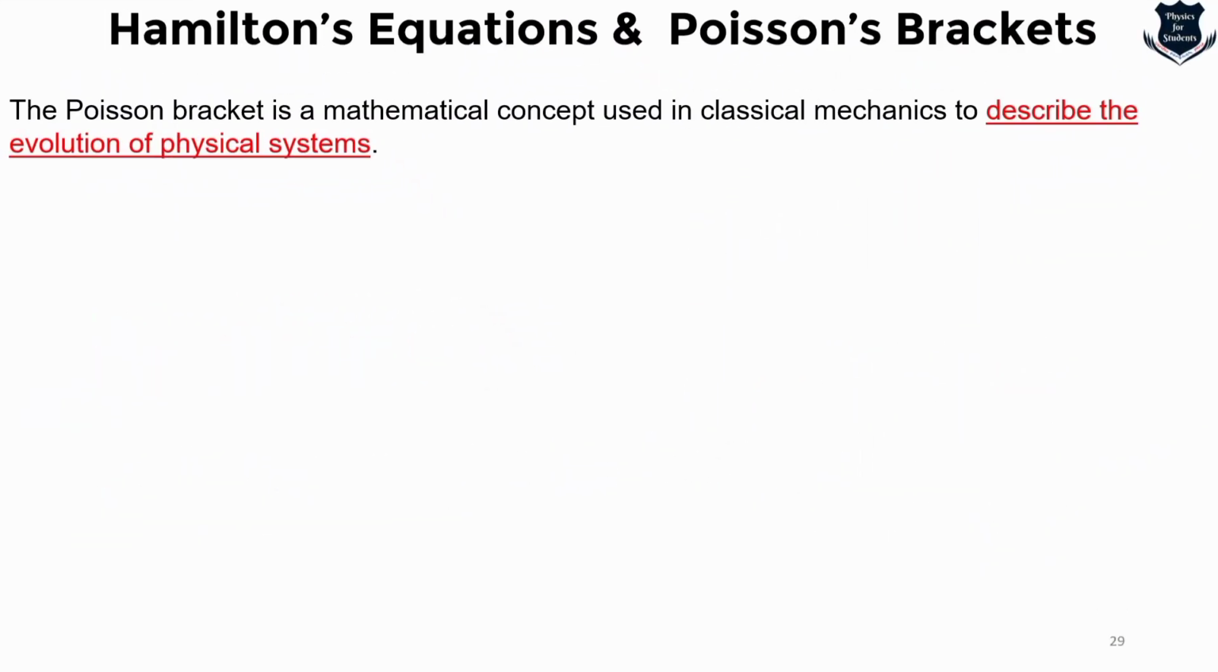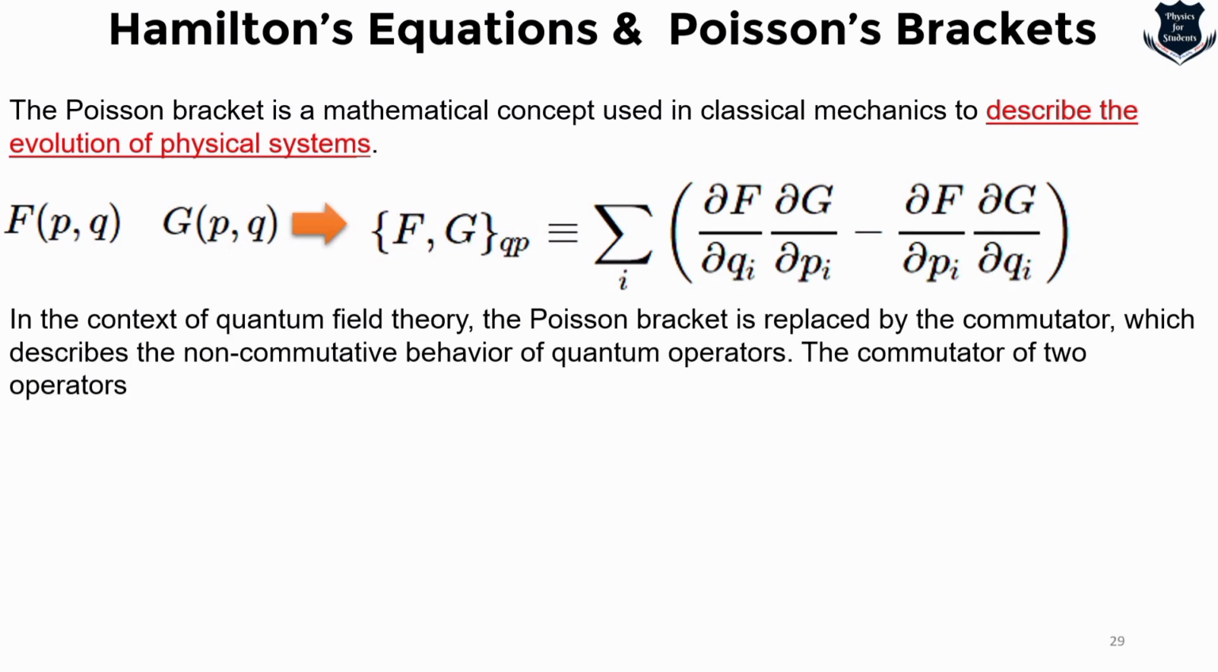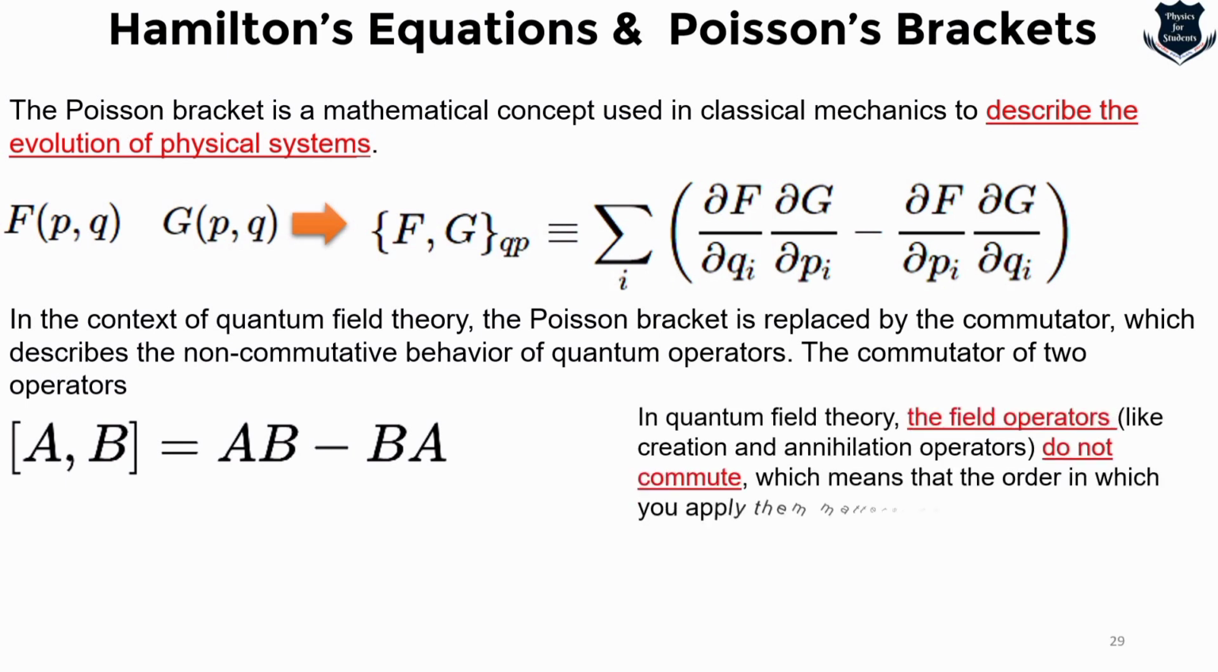Now, the Poisson bracket, if I take it quickly, is basically a mathematical concept which describes the time evolution of the system. I'm not going into details because it would demand a separate video. If I take generalized functions f(p,q) and g(p,q), then I can use the Poisson bracket to replace that. Remember, this q and p can be dropped from the lower indices to make things clear. In the context of quantum field theory, the Poisson brackets are just being replaced by commutators like this. And what we know is that in quantum theory, the field operators do not commute.